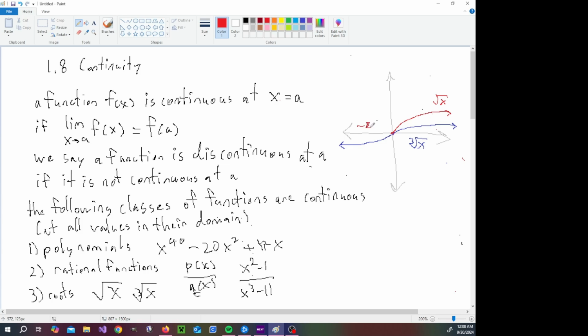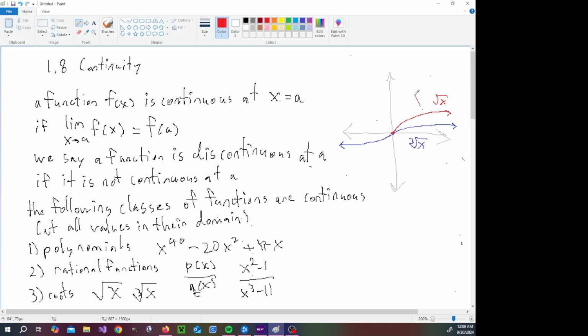Anyway, even though the square root can't take negative numbers, this doesn't even exist at negative values. The cube root does. So they're kind of different. Square root, cube root, fourth root, even roots, and odd roots have different domains. But any root function is going to be continuous at all values in their domain.